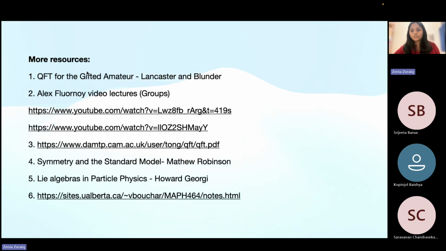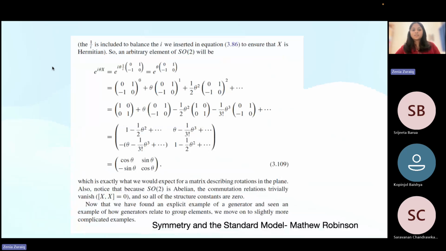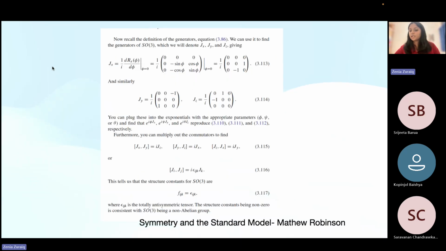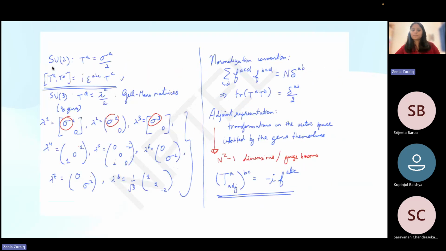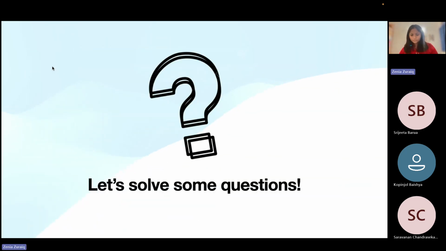And generally for QFT basics, I recommend QFT for the Gifted Amateur. You can, of course, go ahead and read one of the actual QFT textbooks. But I think for this course level, if you're not looking to do a full semester on QFT, you can try that book because it gives you a lot of intuition. Okay, fine. So maybe we can go to the questions for today.